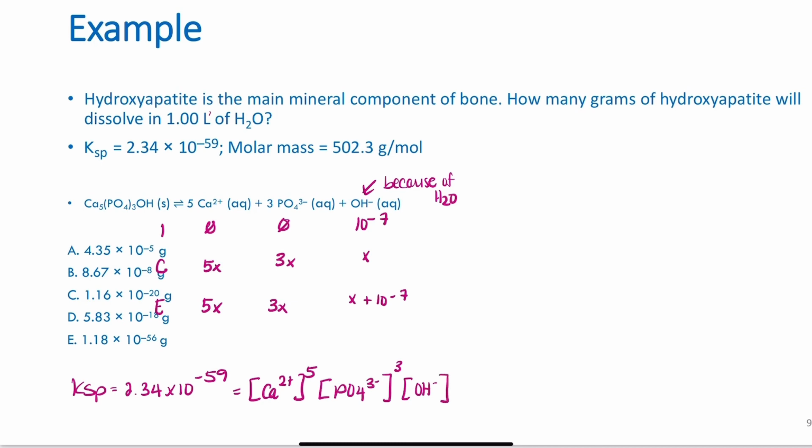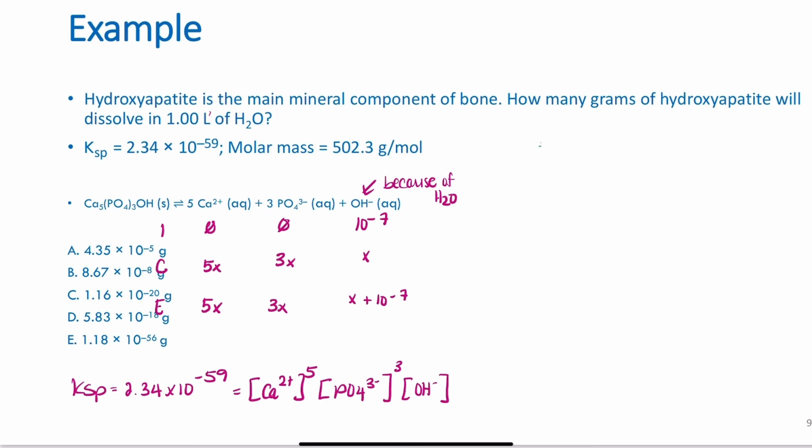Now, I am going to have to make an assumption here. Do I think that x is really small compared to 10 to the minus 7? Or do I think that 10 to the minus 7 is bigger? I'm going to make the assumption that x is bigger than 10 to the minus 7. Is it? Probably not. But I have to check both directions. What do I mean by that? The first one, let's do this.